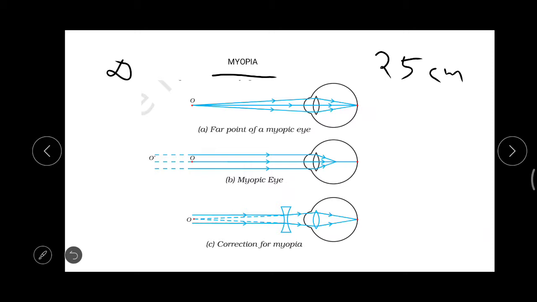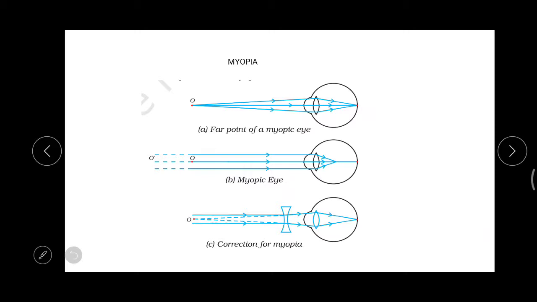So what is happening there? Two reasons are given. The first one is that the focal length of the eye lens gets shortened, or there is excessive curvature of the eye lens. That means for a normal lens the curvature is like this, and for a myopic eye the curvature will be more. You understood? So excessive curvature, or we can say a decrease in the focal length, a reduced focal length, is the reason for myopia.